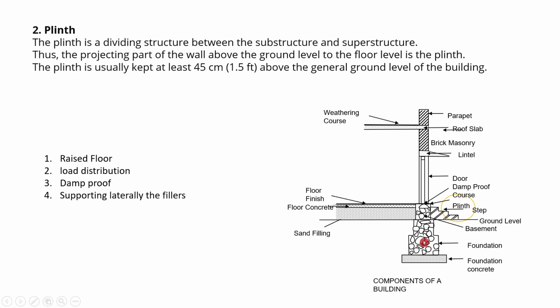So you can see here, you can see the random rubble masonry above the ground level, and you can see the wall here. So there is a difference here. That means there is a projecting part. So this is called the plinth.